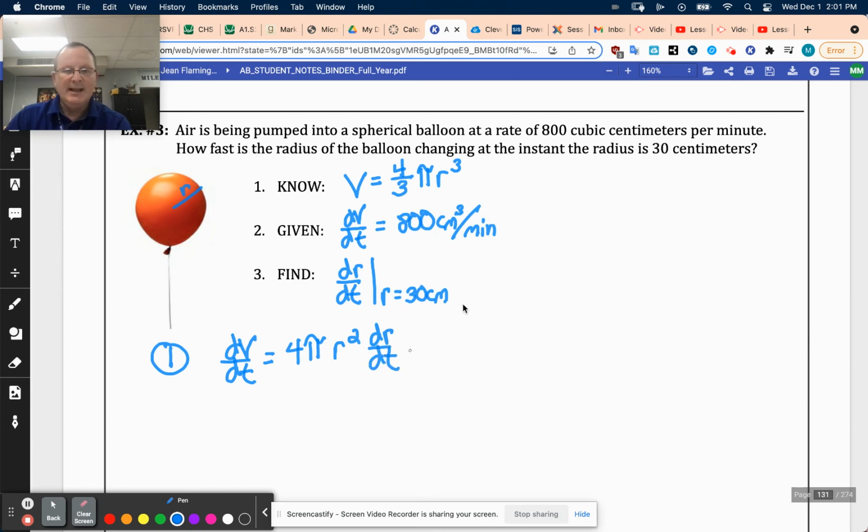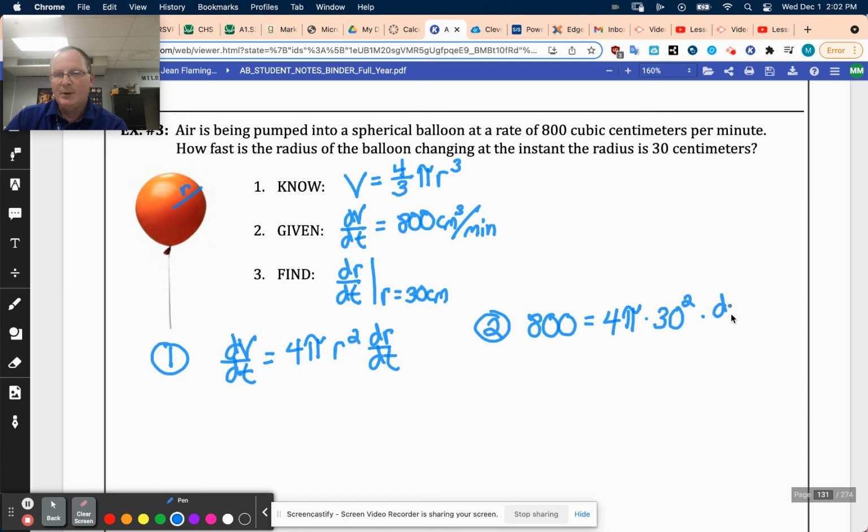Awesome. And on step 2, we substitute in and solve. dV/dt at that moment we were told was 800. And now the units work themselves out again, but this time I'm not going to include them until the end of the problem. And then we've got 4 pi. The radius is 30, so it's going to get kind of big here. It's okay, squared. And then dr/dt is what we're trying to solve for.